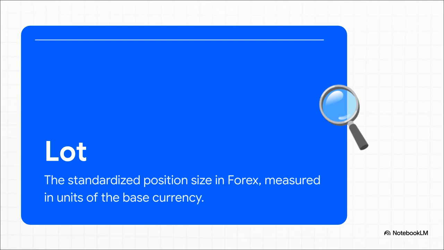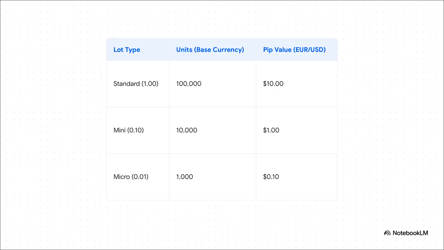We deal in standardized quantities called lots. A lot is basically just a batch size. It's the industry standard for measuring how many units of that base currency you're actually controlling. And here is where it all clicks. A standard lot means you're controlling 100,000 units of currency, and that's what gives us that $10 per pip value.